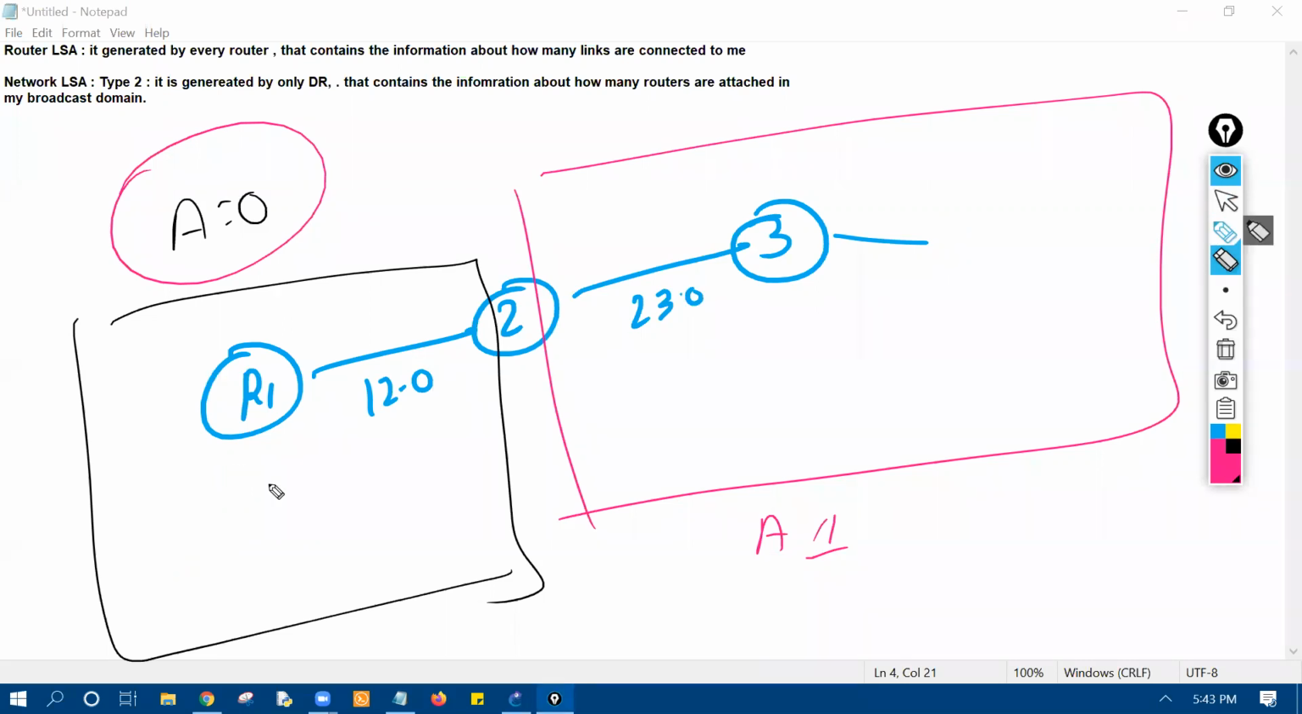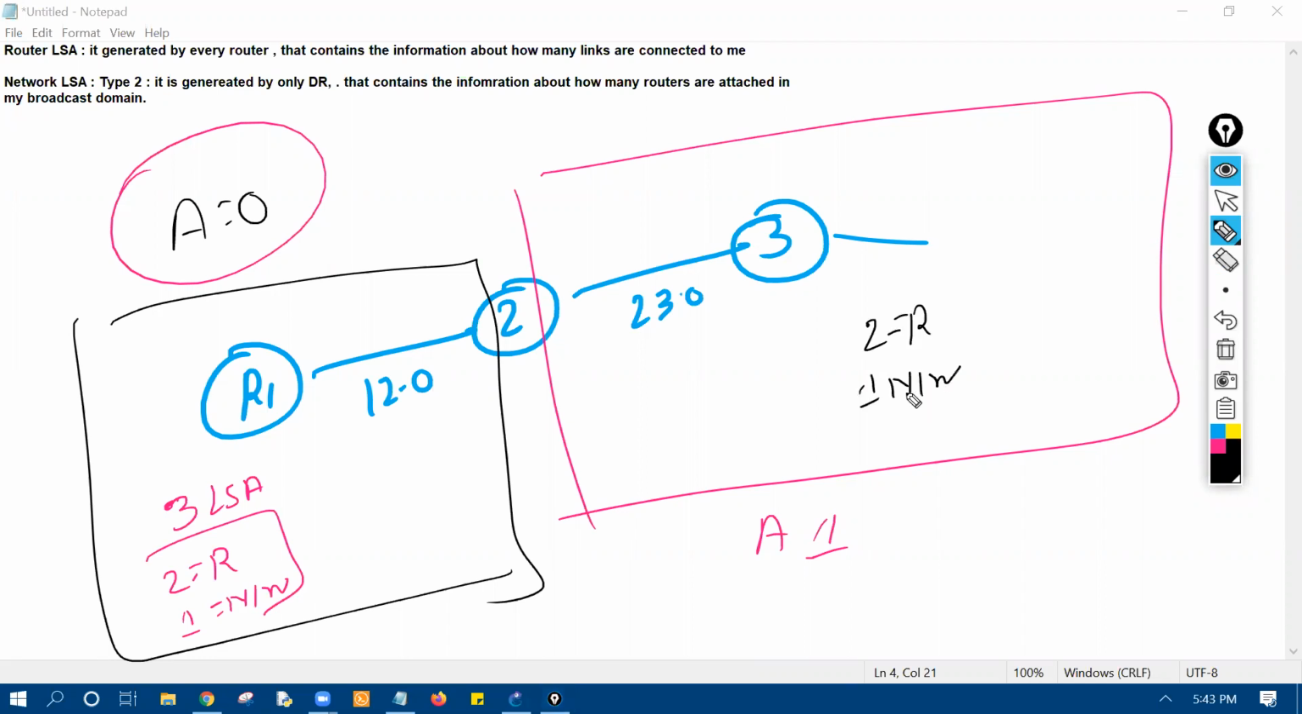So total 3 LSA will be there: 2 router LSA and 1 network LSA. And here the same information will be there, 2 router LSA and 1 network LSA.